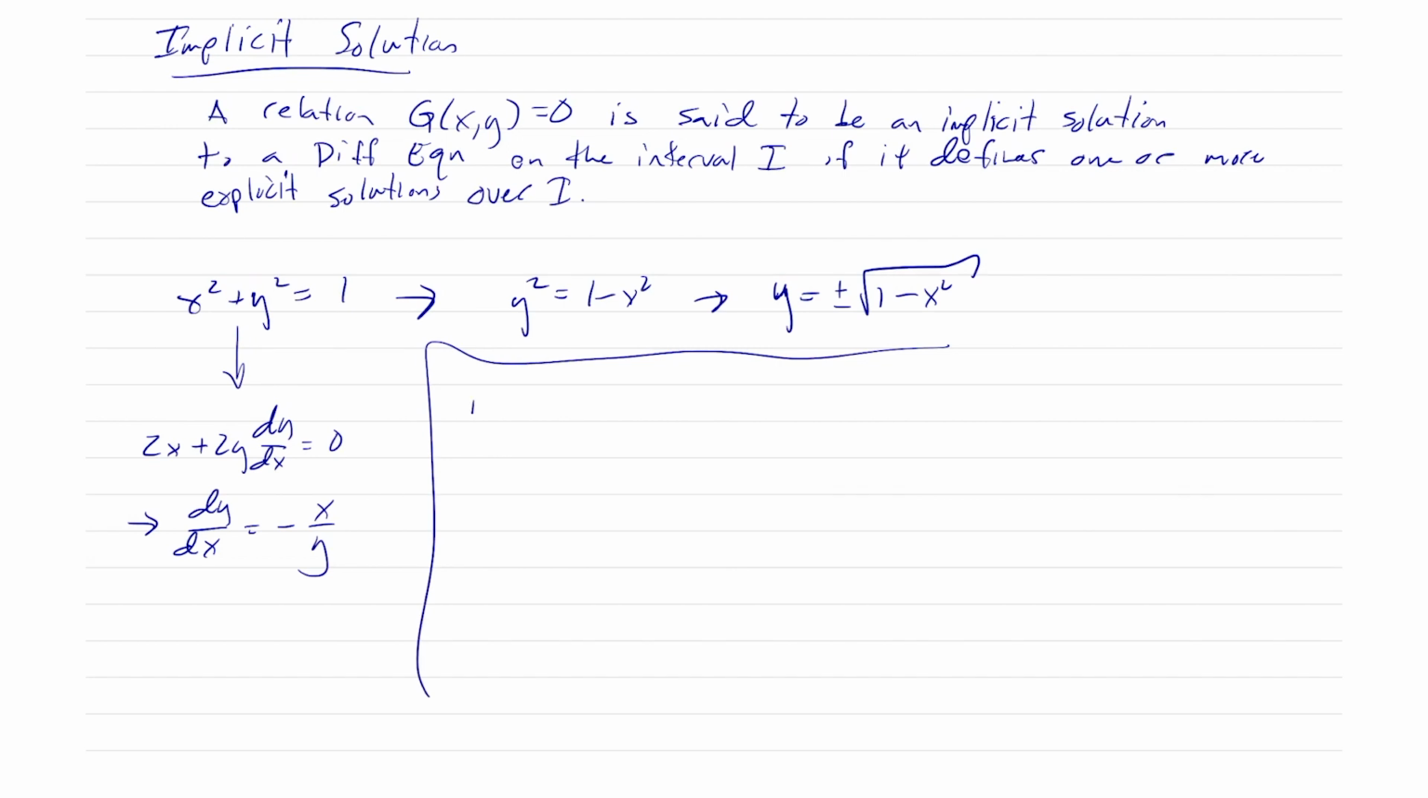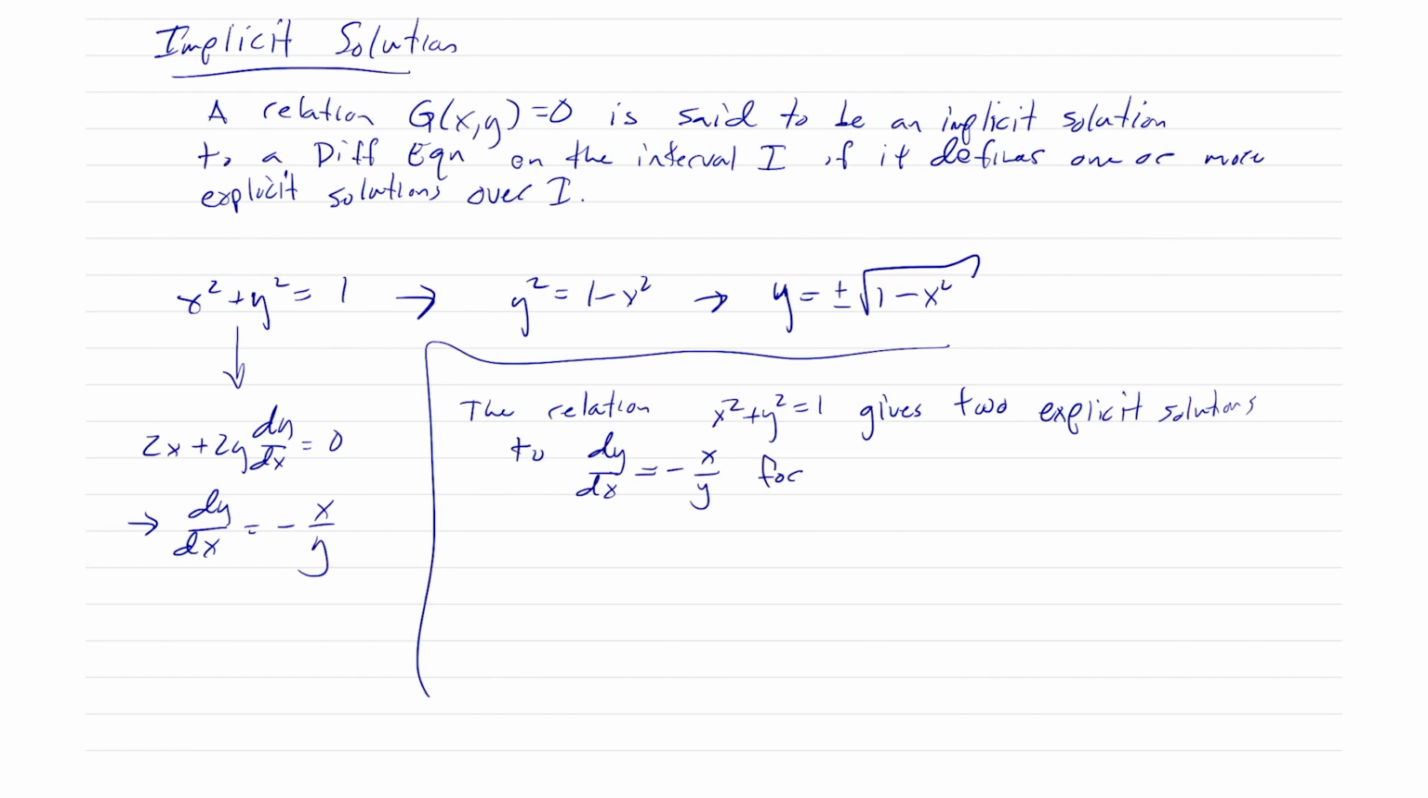So I can say that the relation x squared plus y squared is equal to 1 gives two explicit solutions to dy/dx is equal to minus x over y for x in the interval -1 to 1. Right? So this is basically an implicit solution to this guy.